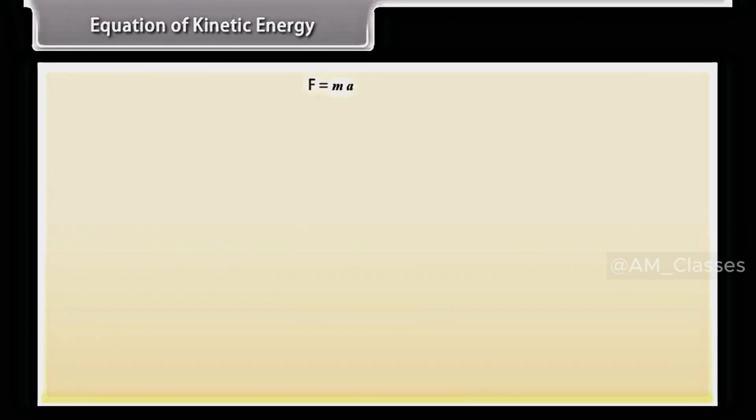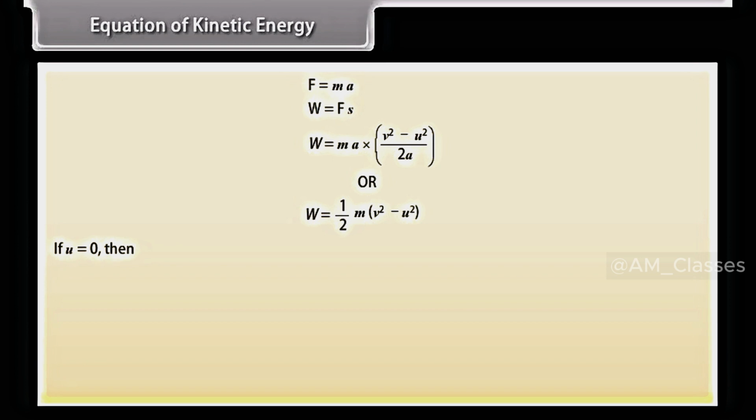We know that F is equal to ma, so by using values of F and s in the equation of work we get W is equal to ma into (v square minus u square) upon 2a. Or we can write it as W is equal to 1 upon 2 into m into (v square minus u square). If the object is starting from its stationary position, that is u is equal to 0, then the work done, W, is equal to 1 upon 2 mv square.